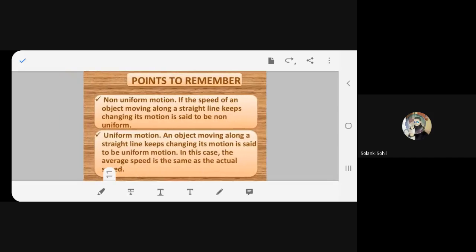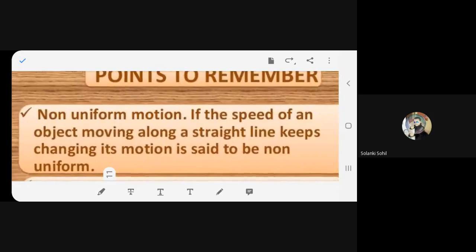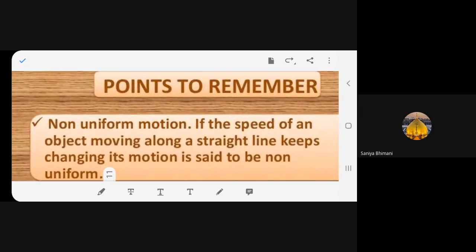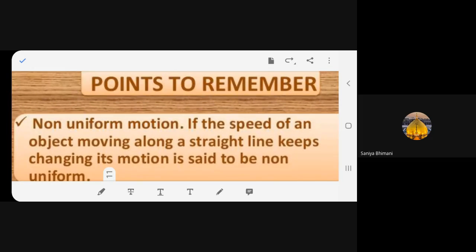Now again we will revise. What are the points to remember, one by one? Ma'am, can I read? Okay, beta, what's your name? Sakina. Okay, Sakina, go ahead.